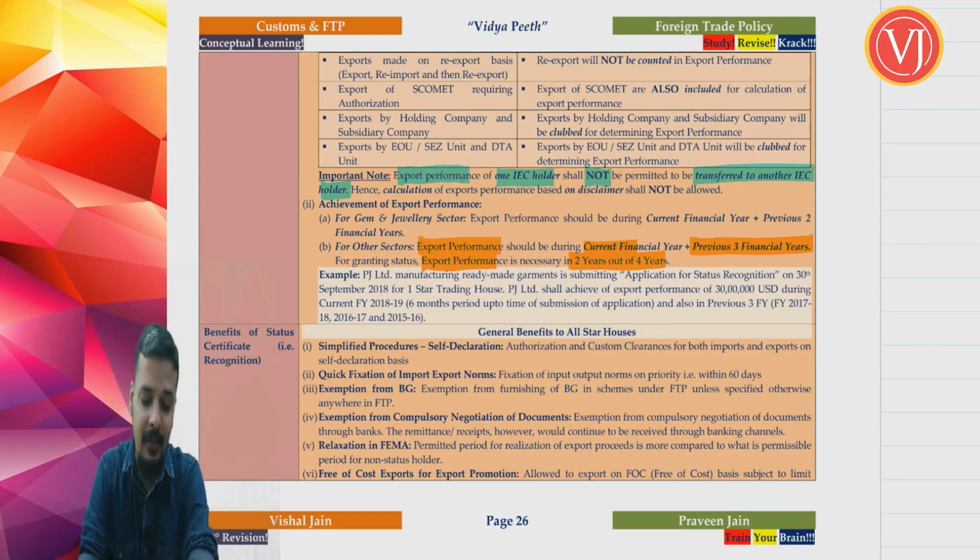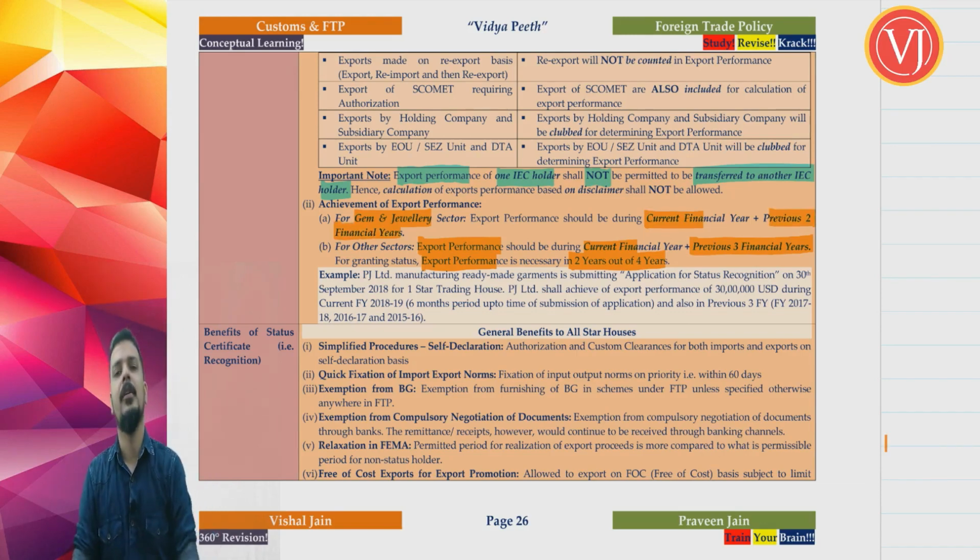But friends, if it is gems and jewelry sector, a repeatedly asked question, it is current financial year and 2 previous financial years. So in which all years you have to prove your export performance? In your current year plus 3 preceding financial years, normal category. If it is gems and jewelry sector, current financial year and 2 preceding financial years. And you have to prove export performance not in all those years, only 2 out of 4 years normally, or 2 out of 3 years in gems and jewelry sector. So that 2 years is mandatory.